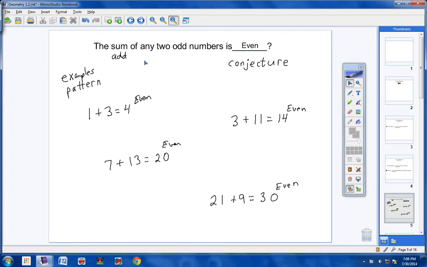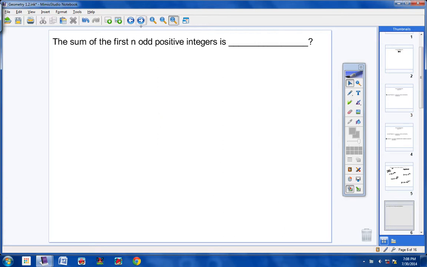I know this is a little weird, a little different, okay? But remember, geometry is completely different than any other math class you've had in high school or that you will have in high school, okay? All right, copy this in your notes. The sum, that means we're adding again, the sum of the first n odd positive integers is blank.